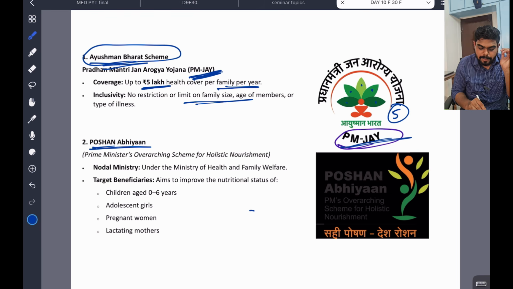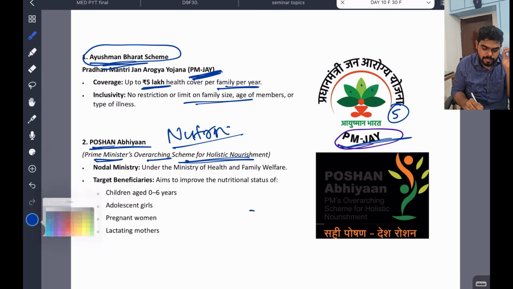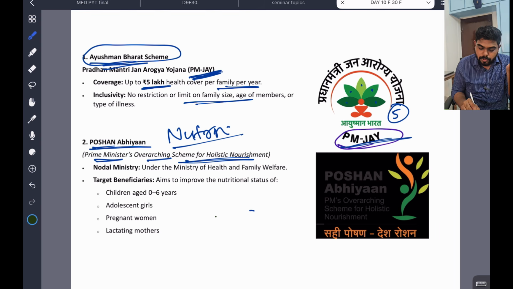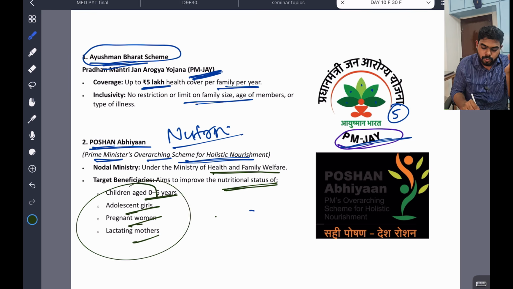Poshan, the Prime Minister's overarching scheme for holistic nourishment, related to nutrition. So you can see here the portion related to nutrition. The nodal Ministry is Health and Family Welfare. The target beneficiaries: it aims to improve the nutrition status of children 0 to 6 years, adolescent girls, pregnant women, and lactating women. So that is the nutritional improvisation in the Poshan scheme. You have to know the diagram.